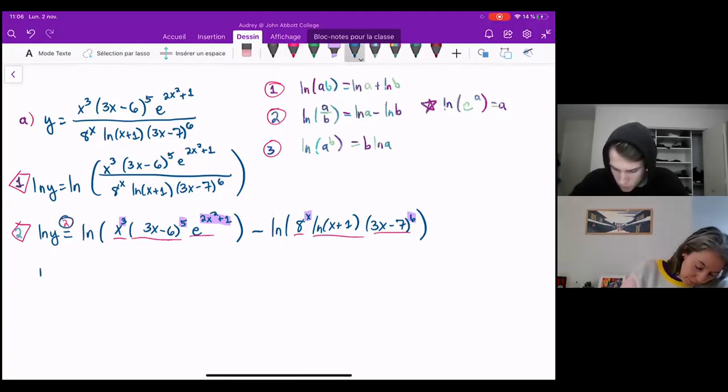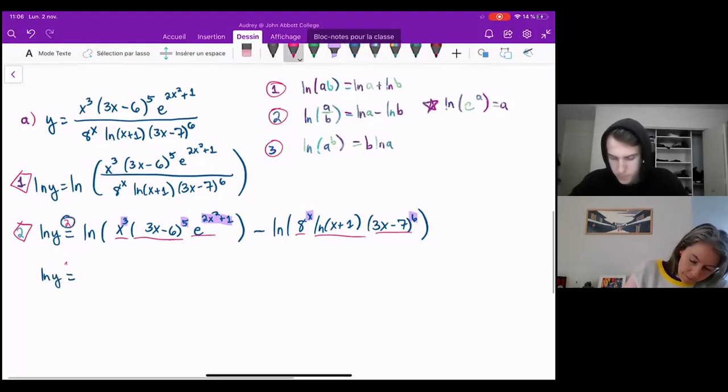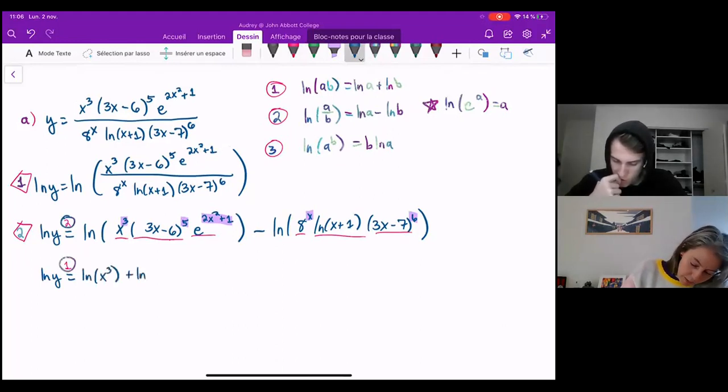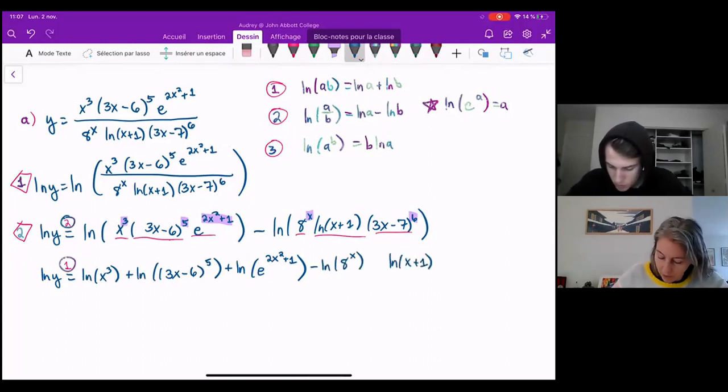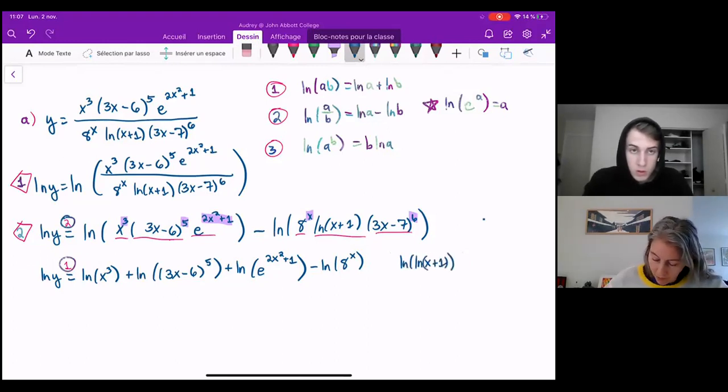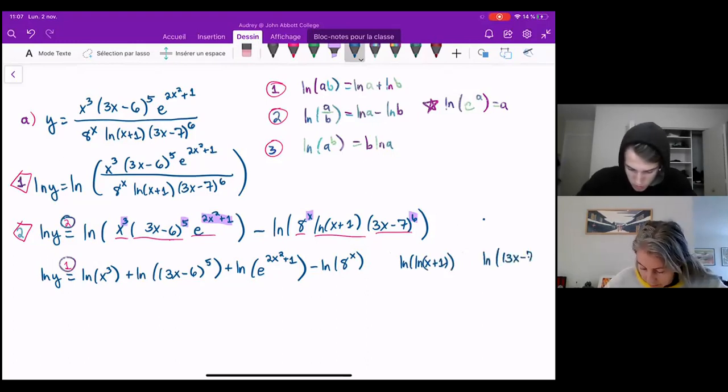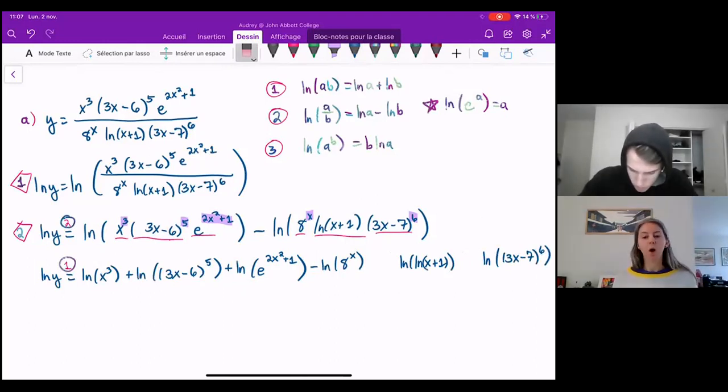So we'll have ln y is equal to, and now we're using rule 1, ln of x cubed plus ln of 3x minus 6 to the 5th plus ln of e to the 2x squared plus 1 minus ln of 8 to the x, ln of x plus 1, my bad, ln of x plus 1, and then ln of 3x minus 7 to the 6. Okay, I left some blanks there.